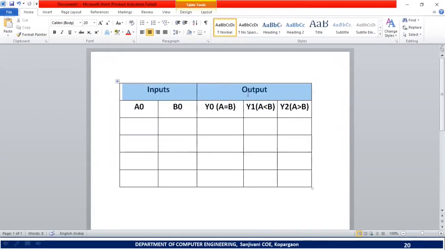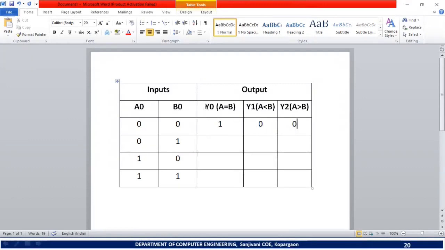This will be the truth table for the one-bit comparator. There are two inputs, A0 and B0, and three outputs, Y0, Y1 and Y2. By using two inputs, we can get a total of 4 input combinations. Let's write those 4 input combinations. The first combination will be 0 0, then 0 1, then 1 0, and then 1 1. Now consider the first row. What is the value of A and B? 0 0. Both are equal. So Y0 should be 1 and the remaining two outputs should be 0 0.